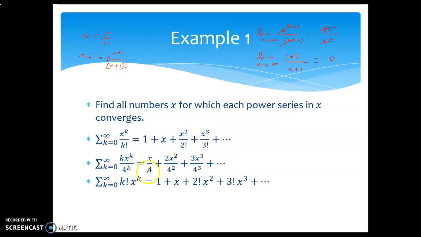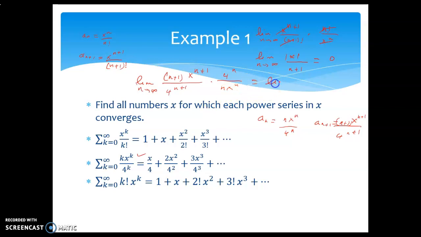Okay, so let's do this for this power series here. Here I have a_n equal to n x raised to the power of n over 4 raised to the power of n, and a_(n+1) is going to be equal to n plus 1 times x raised to the power of n plus 1 over 4 raised to the power of n plus 1. So then we say limit as n goes to infinity of n plus 1 x raised to the power of n plus 1 over 4 raised to the power of n plus 1, times 4 raised to the power of n over n x raised to the power of n.